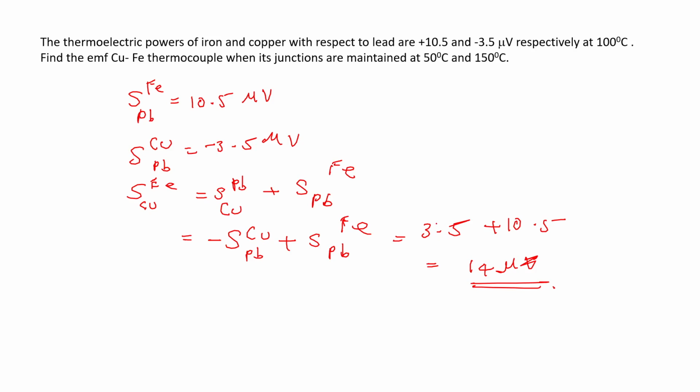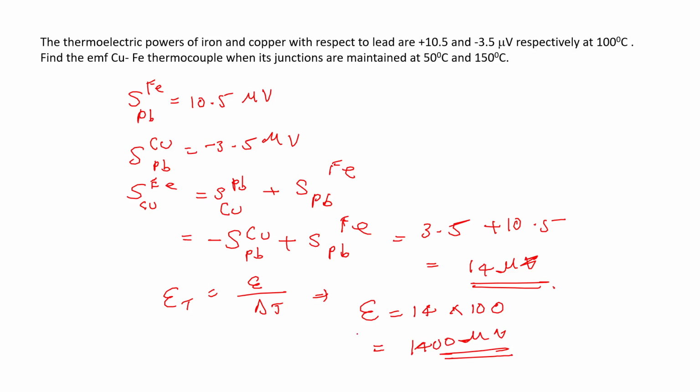Find the EMF. So EMF you have to find. For finding EMF, it will be the delta T. So you can write it as EMF is equal to 14, that is the power rate, this one, times 100. So it will be 1400 microvolt, that you can write. So EMF with respect to copper and iron, it will be 1400 microvolt.